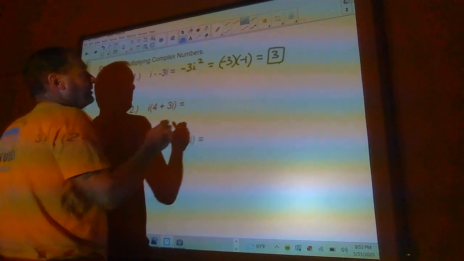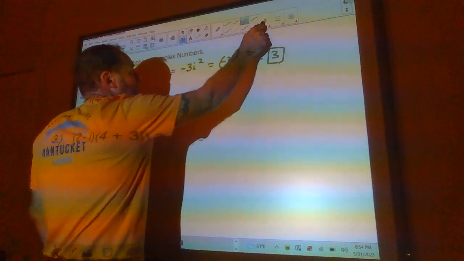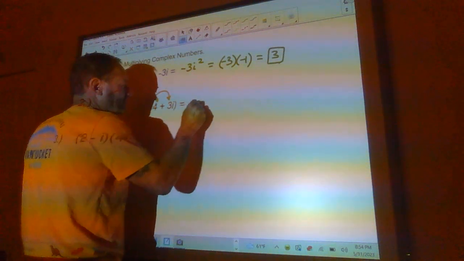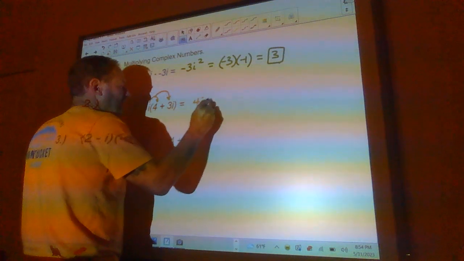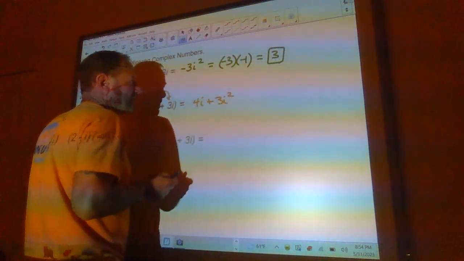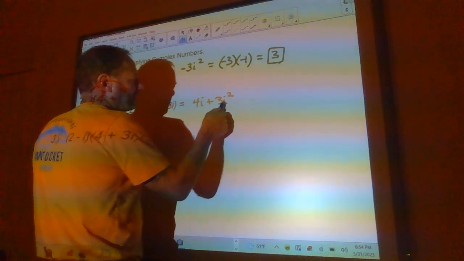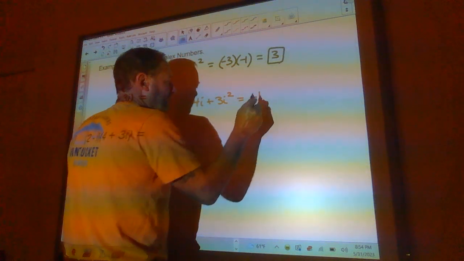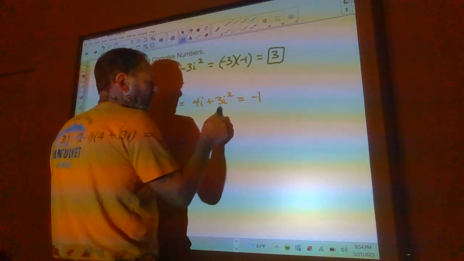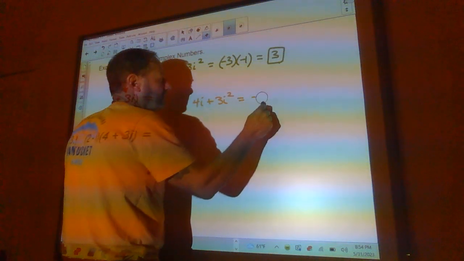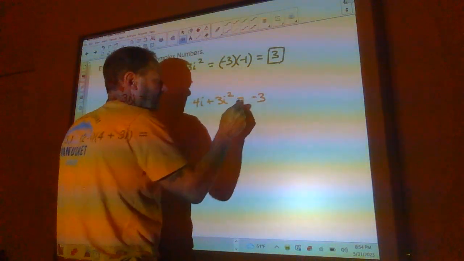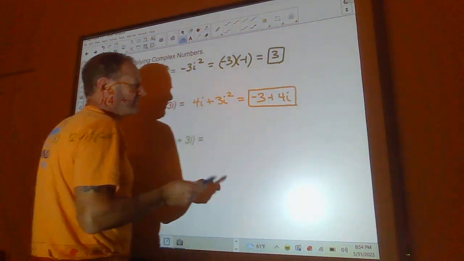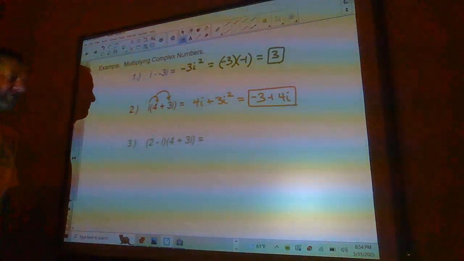Okay, i times 4 plus 3i. What I'm going to do here is distribute the i in here. So i times 4 would be 4i, and that would be plus 3i squared. We already know i squared is negative 1, so 3i squared is going to be 3 times negative 1, which is negative 3. We usually put the real number first. So it's going to be negative 3 plus 4i. You don't have to put this number first, but that's standard form.